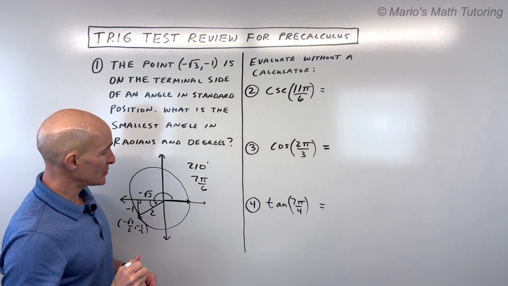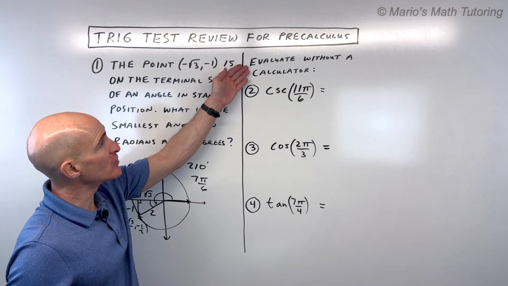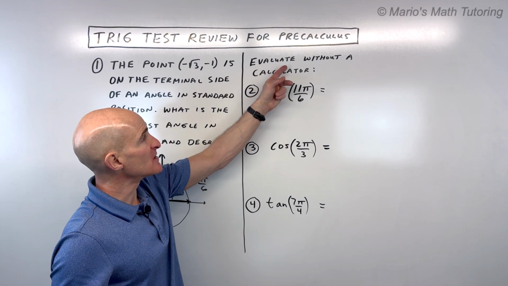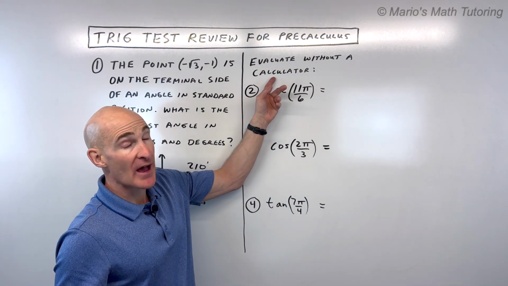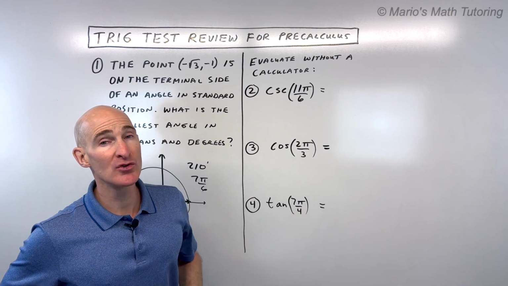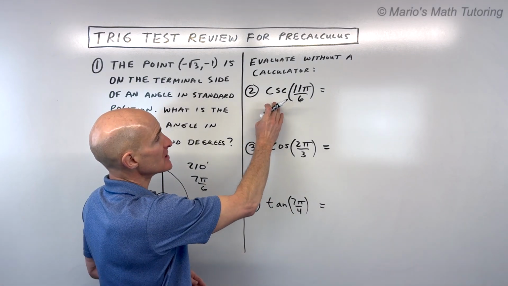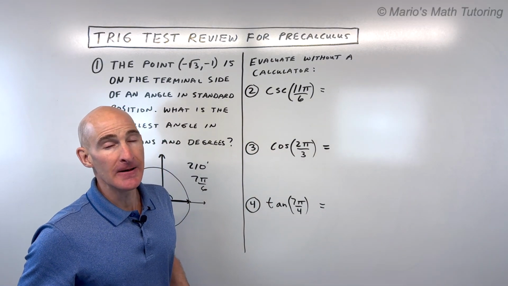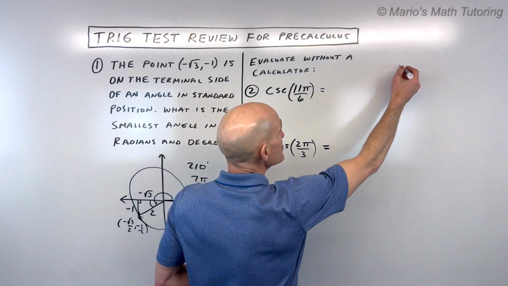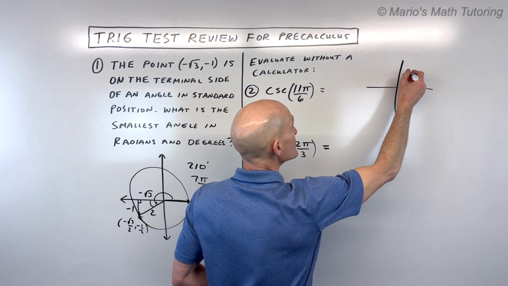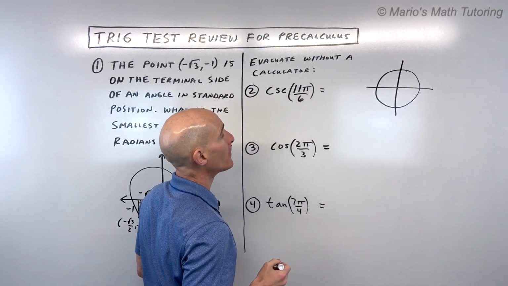Let's go on to number 2, 3, and 4. Here what you want to do is evaluate, which just means to find the value of these trig functions at a given angle without a calculator. So we're basically going to the unit circle and saying, what is the cosecant of 11 pi over 6? Now, I've got videos on all these topics, so if you get stuck on any of these questions, feel free to search this up on my Mara's Math Tutoring YouTube channel.